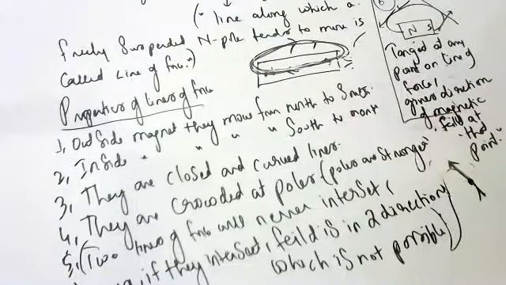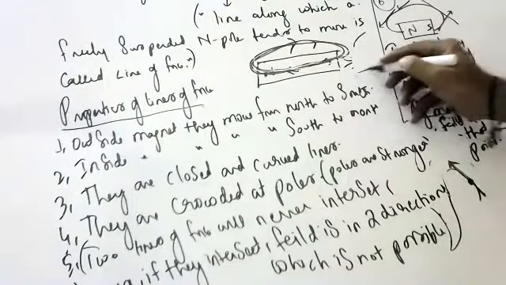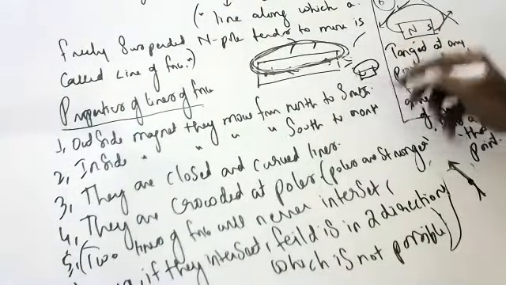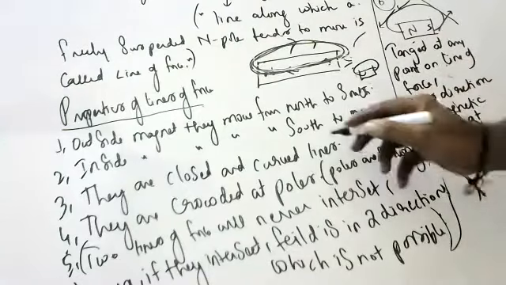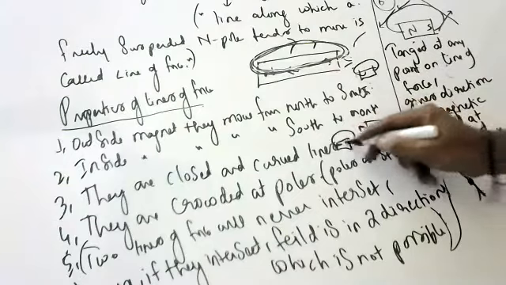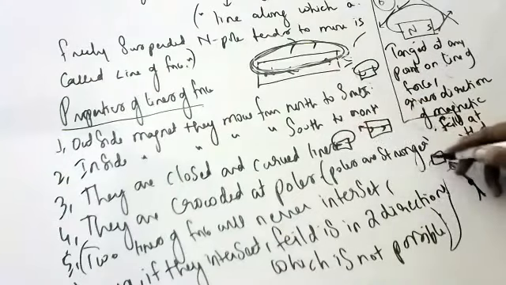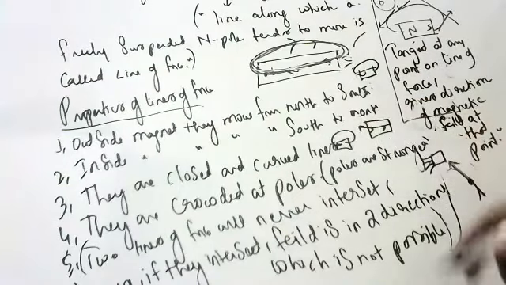Outside they move from north to south, means like this you show. Inside they move from south to north, means like this you try to show. And they are closed and curved lines, means like this you should show, children. And they are crowded at poles, means like this. And no two lines will ever intersect, you show.